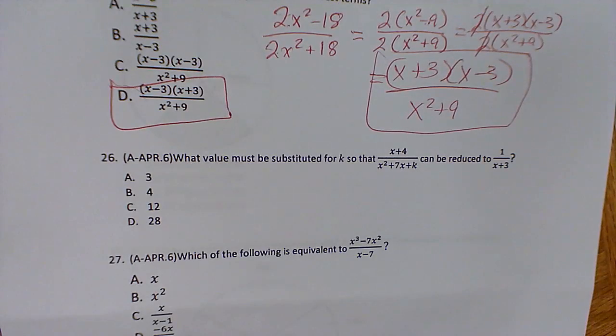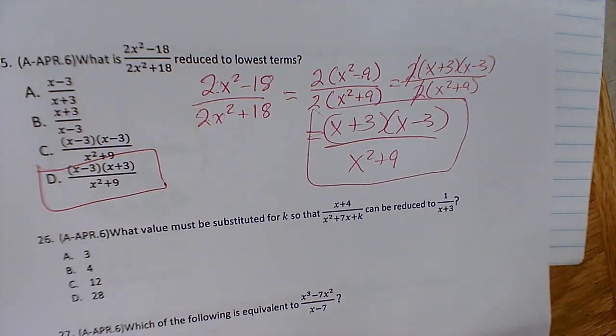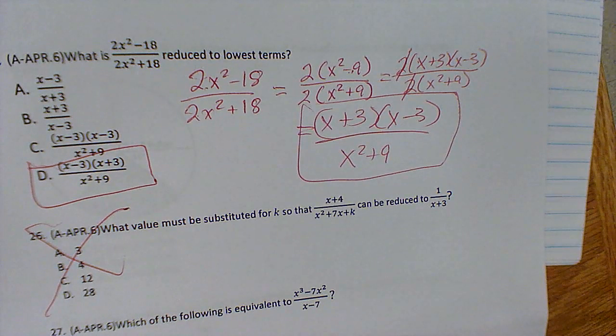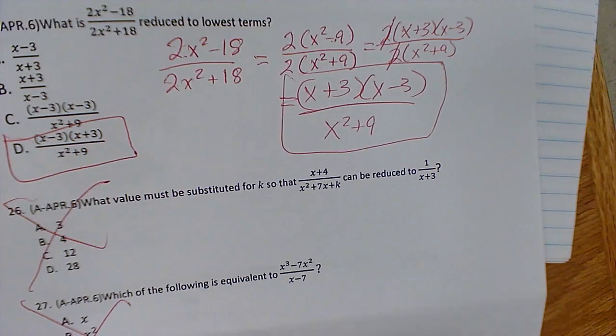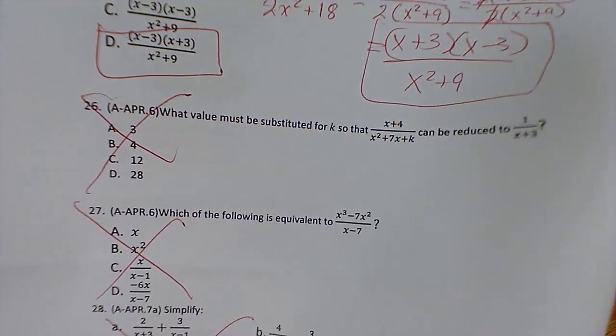Alright. So, yeah, we're not going to do 26. 27 would be done the same way as 25, so we're going to skip it for time. 28 through 29 is just going to take too much work to do without having answer choices.